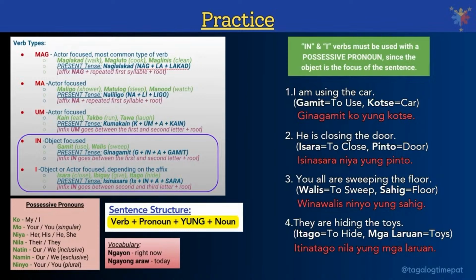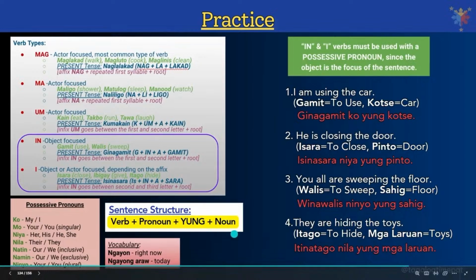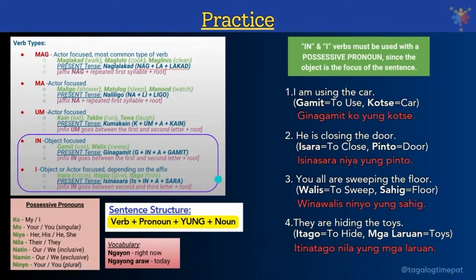So it really is just a matter of plugging everything into the sentence structure and then using the patterns that we learned for these different verbs. And the trickiest part really is trying to remember that for actor-focused verbs like mag and um verbs, you can use subject pronouns. But then for in and I-verbs, you have to use possessive pronouns. And again, it's because it's almost like you or the subject are in possession of that object.